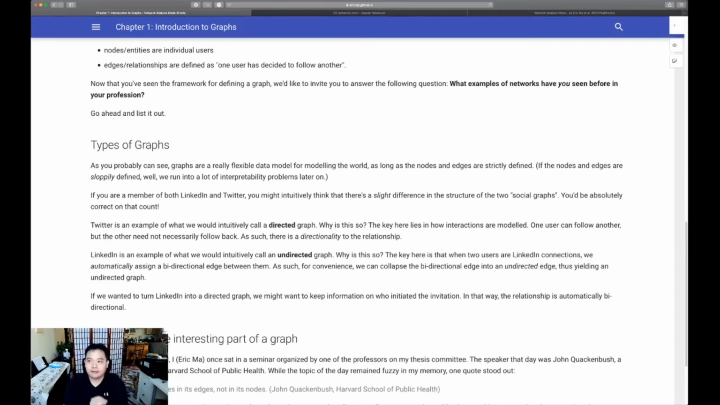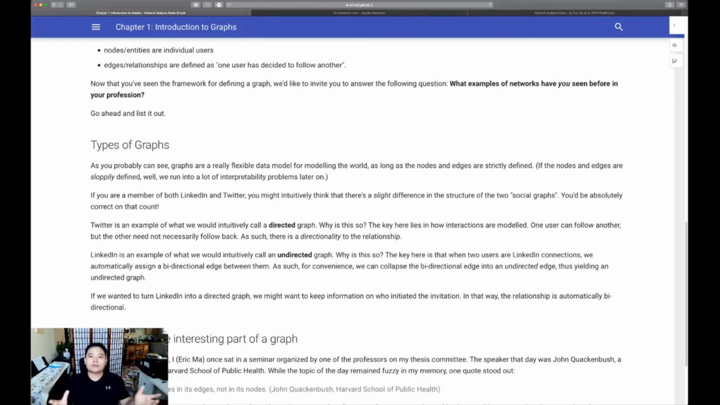On the other hand, LinkedIn is what we might canonically, or intuitively, call an undirected graph. And why is that the case? Well, if we were to talk about the LinkedIn connection graph, anytime two users are connected, we automatically assign a bidirectional edge between them, and therefore, for convenience, we collapse the bidirectional edge into an undirected edge, giving us an undirected graph. Now, strictly speaking, you actually can take the LinkedIn graph, and if you had additional information, you could make it into a directed graph.